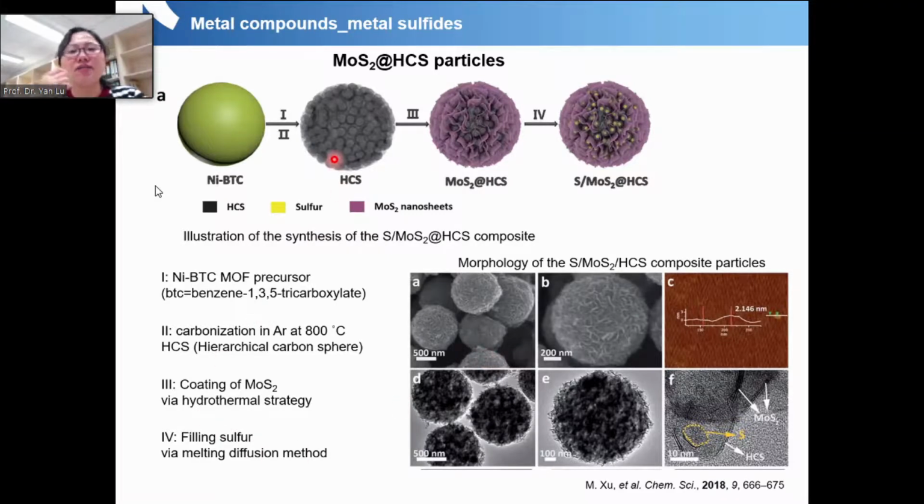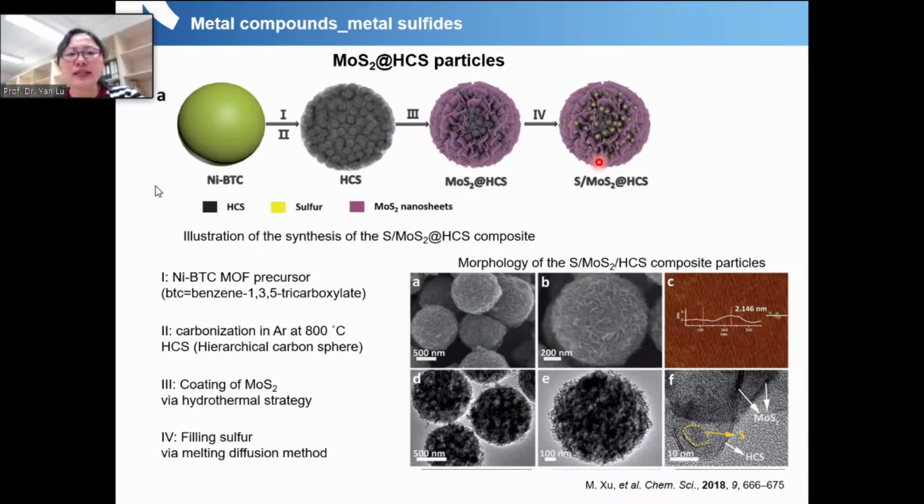Molybdenum disulfide is also a very promising system. These authors are trying to synthesize a hierarchical molybdenum disulfide and modify it with carbon. This is because molybdenum disulfide, compared to others, still has not so good conductivity. So that's why it's always nice if you can modify this molybdenum disulfide with a carbon layer to improve the conductivity of the system.